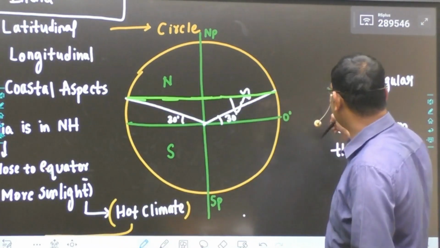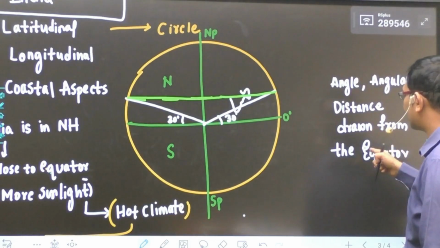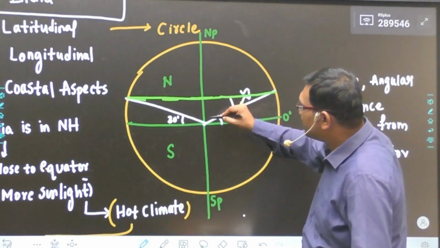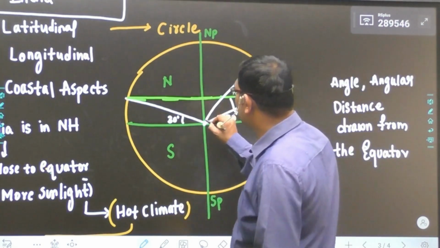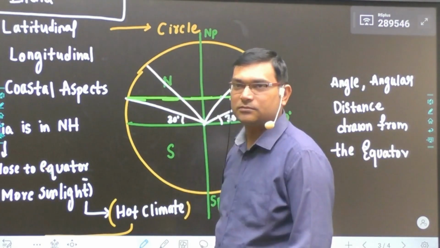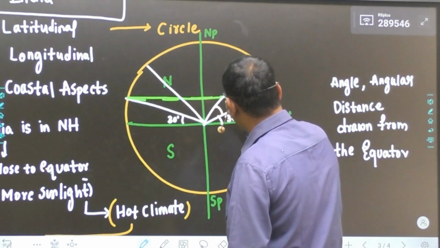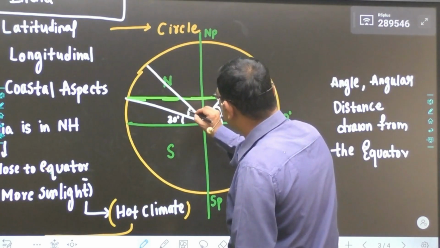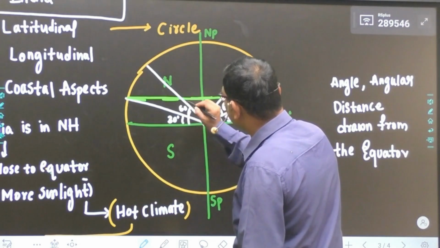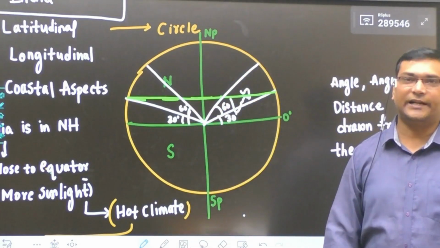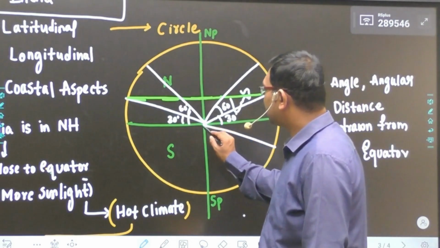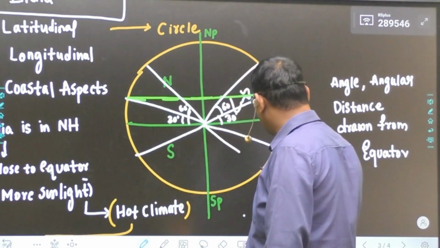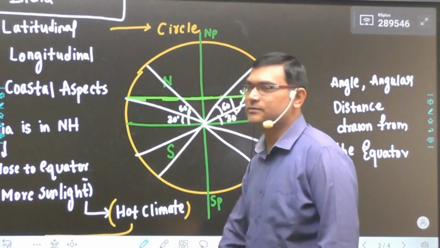So 60, that is angle or angular distance drawn from the equator. Now from 60, you see. This is your 60. This is your 60. That means this is your 60 degree. This is a 60 degree. 60 degree latitude. Same way here also. 30 degree, 30 degree. 60 degree, 60 degree.